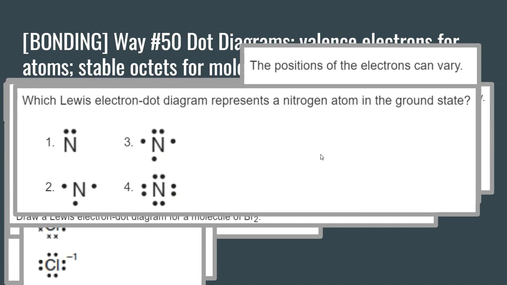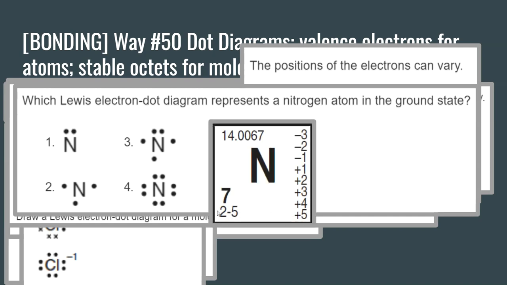Which Lewis electron dot diagram represents a nitrogen atom in the ground state? Notice that the electron configuration of nitrogen has 5 as its last digit, so we need to draw 5 dots around nitrogen. So the correct answer has to be choice 3.